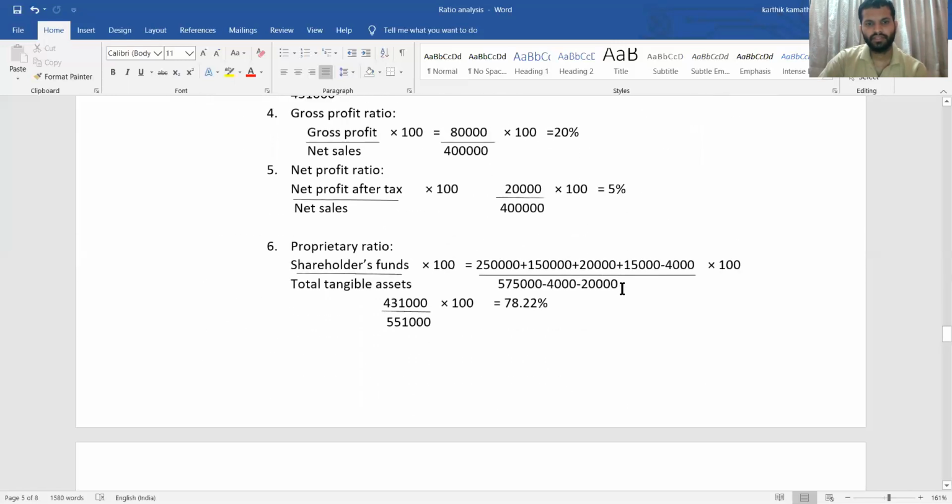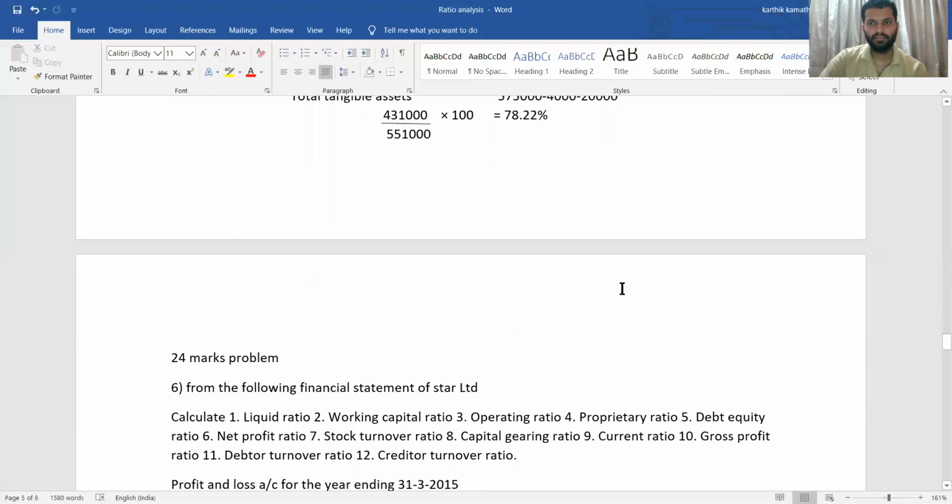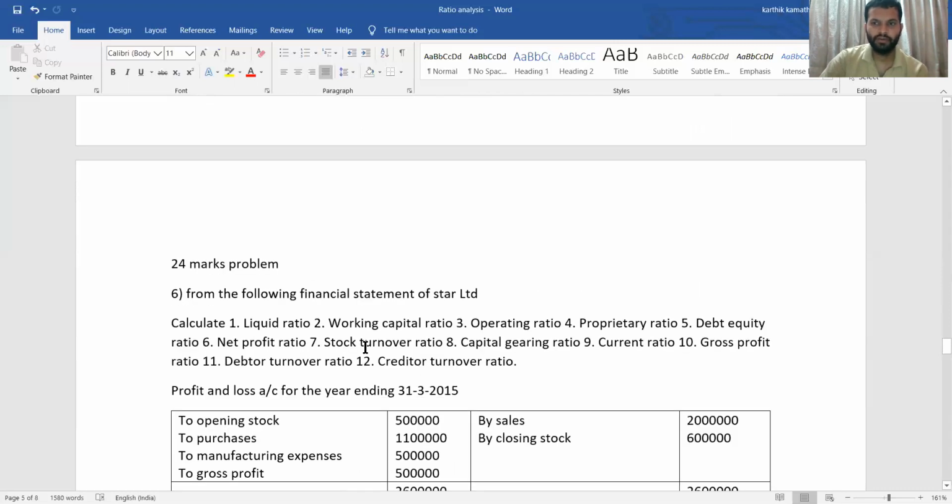Yes, now we have discussed all the 12 marks and 6 marks problems. One problem left in this chapter, that is the 24 mark problem. So basically in the 24 mark problem you need to do all the ratios, that is all 12 formulas you need to calculate. So we'll see this problem. From the following financial statement of Star Limited, calculate all the ratios: liquid working capital, operating proprietary debt equity, net profit, stock turnover, capital gearing, current ratio, gross profit ratio, debtors turnover ratio, and creditors turnover ratio.